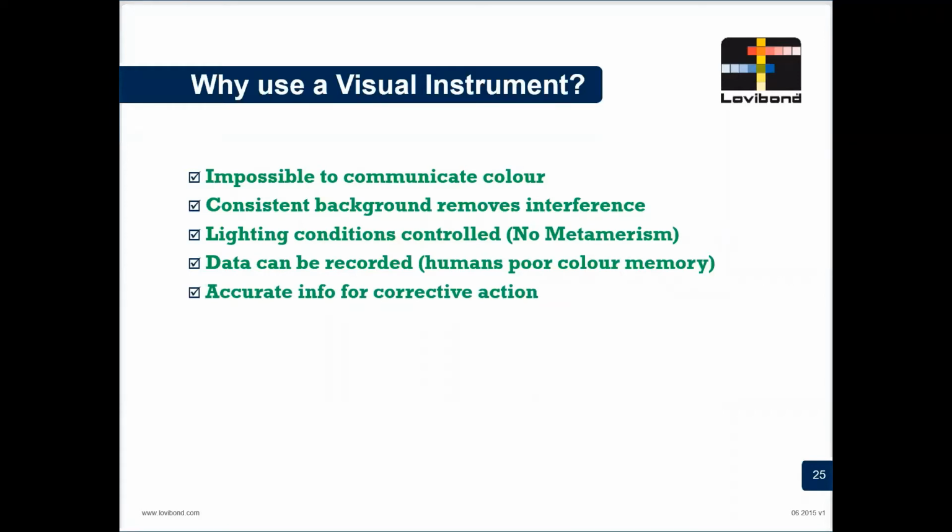So if we're in our refinery, say, we need some sort of accurate information on our color. We've got a process running. I want to know if it's going too dark or too light. I might need to bleach the color some more. I might need to do less bleaching, but I'm going to need some sort of accurate information as to how I control my process. What do I do next?